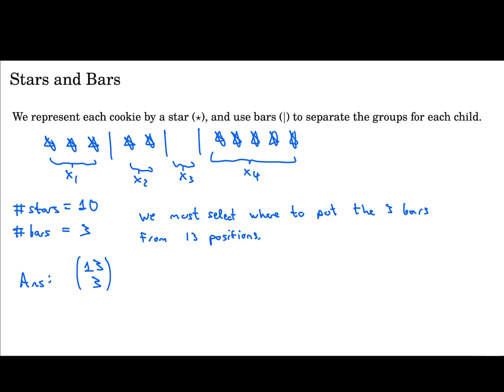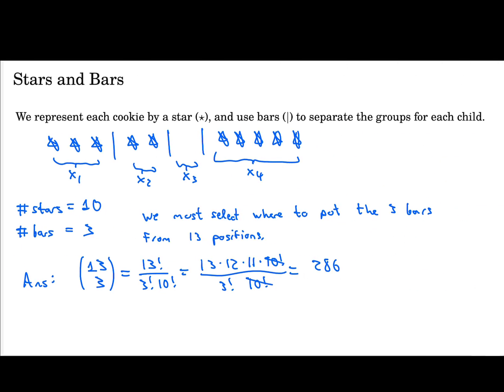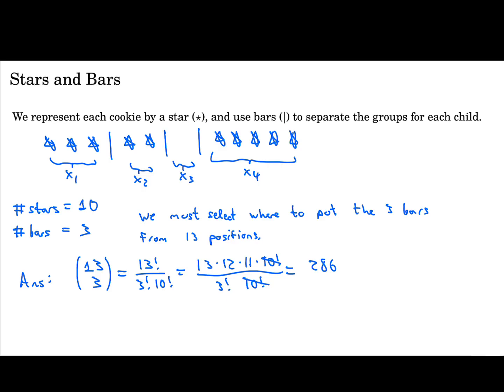So the answer to our problem is 13 choose 3. If you compute this, remember this is 13 factorial divided by 3 factorial times 10 factorial. So it'll be 13 times 12 times 11 times 10 factorial divided by 3 factorial times 10 factorial, and these cancel out. If you multiply this out, it gives you 286, which means that the answer to how many ways we can distribute the 10 cookies among 4 children is 13 choose 3, which is 286.